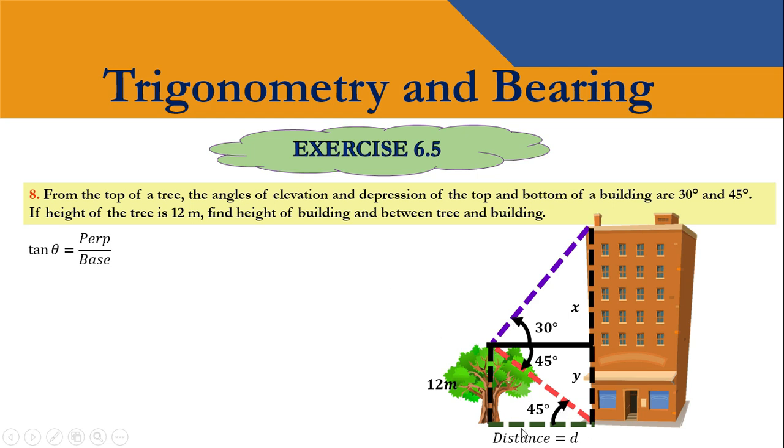Now we will solve the triangle for the distance, perpendicular divided by base. Now putting the values in this equation, we will get the distance between the tree and the building, which is 12 meters. Now this distance is 12 meters, then the distance of this horizontal line from which we started our question is also equal to 12 meters. So we will get the base of the upper triangle. Now we have the base of the upper triangle and we have the angle of the triangle. We can calculate the value of x.